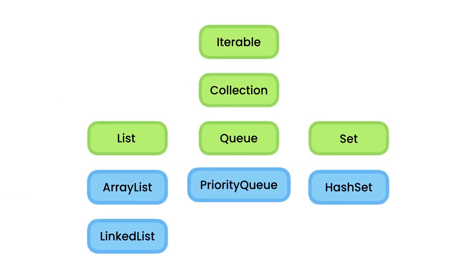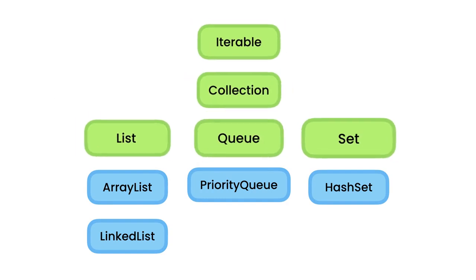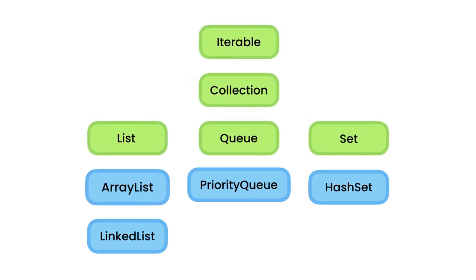Let's start this section with a brief overview of what we have in the collections framework. The green boxes you see here are interfaces, and the blue boxes are classes that implement these interfaces. Now, don't worry about memorizing any of these. We're going to get back to this slide several times throughout this section.